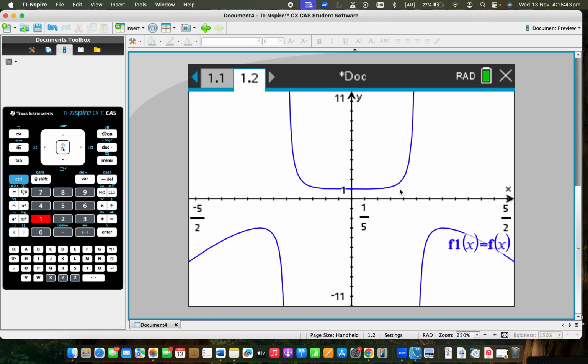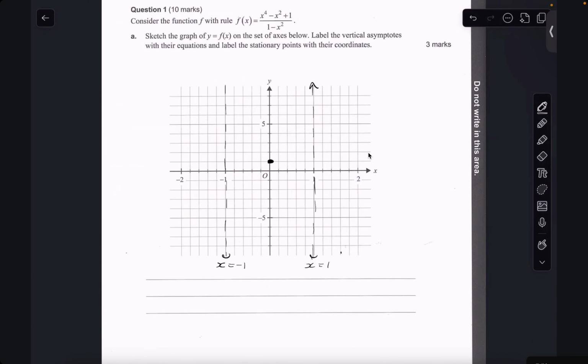So this is basically what you want to sketch, right? So the stationary point here is at (0, 1). And you've got your asymptotes at x is equal to -1 and x is equal to +1. And then it just kind of goes like this. It's a bit fatter on this side.